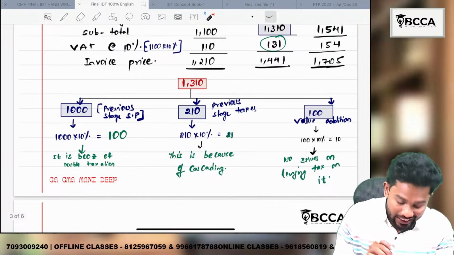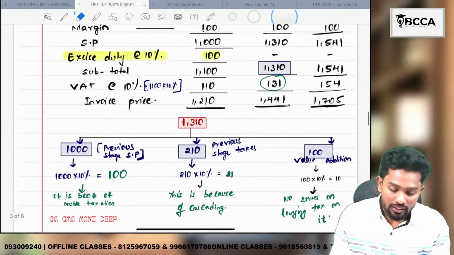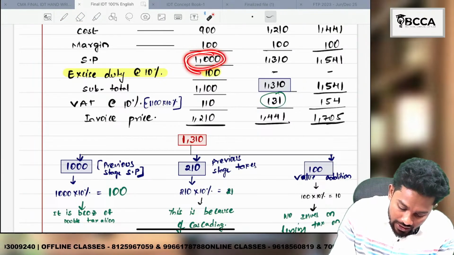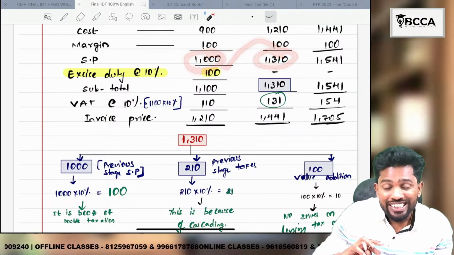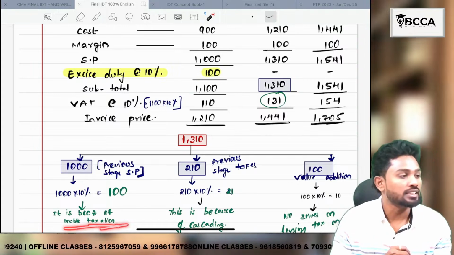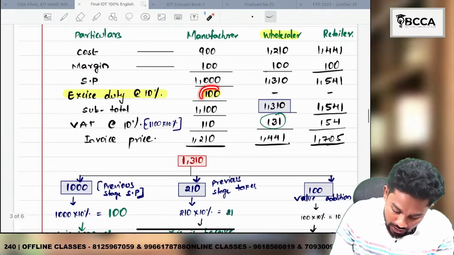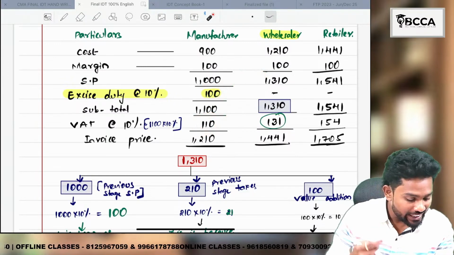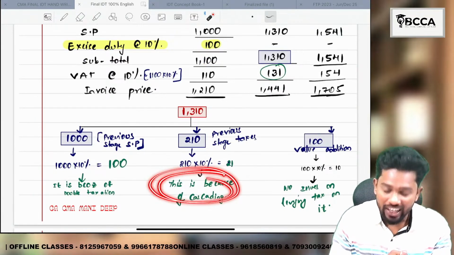If there is a tax on the previous stage selling price once again, because this 1000 is already taxed here, but if this 1000 included in this amount gets taxed for a second time, then that is called double taxation. Then if the same tax amount, included again in this 1310, is once again taxed, then that is called the cascading effect.